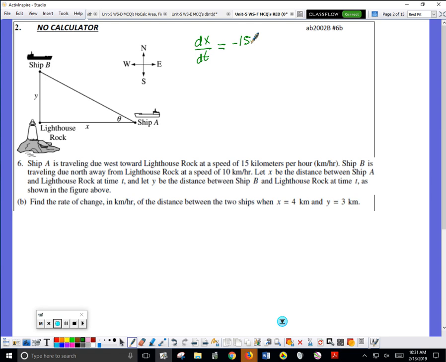It says the other ship is traveling due north. So the picture's stupid. The ship's going this way. You should have drawn the ship like this. It just floats up. Okay. So the ship is going this way. So this distance is changing at 10 kilometers per hour. Is that distance getting longer or shorter? Longer. So dy/dt is positive.